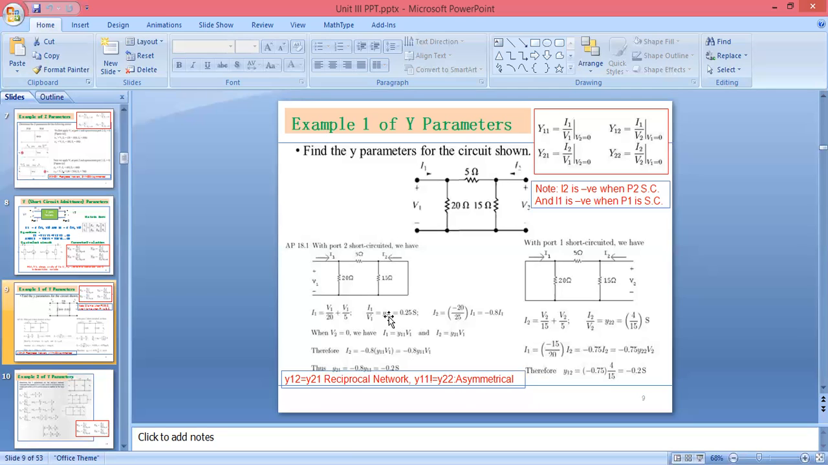So you will get Y11 equal to 0.25. Again, if you are calculating I2, you will get here, you can see here, I2 will be minus 20 upon 25 into I1. Because if you see, this 20 and 5 are in series. When you are calculating according to the current divider rule, how will you see here?